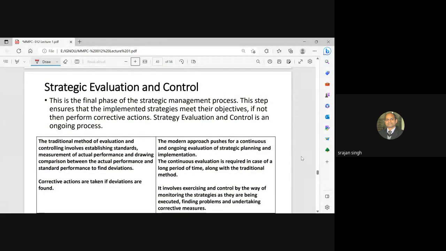So let's consider that you have made an excellent strategy and you have been able to implement that strategy into action as well, and your plan or strategy is successfully achieving its objectives. But still, now the question comes: what should be the measurement, what should be the scale so that it can be evaluated whether the strategy was successful or not. And if it is not successful, then we have to make necessary adjustments or control on the strategy. So this is the final phase of the strategic management process.